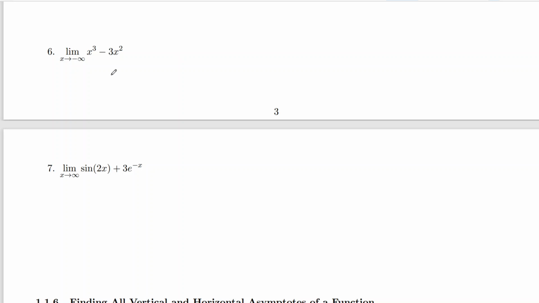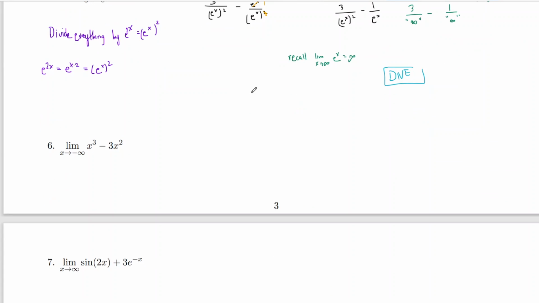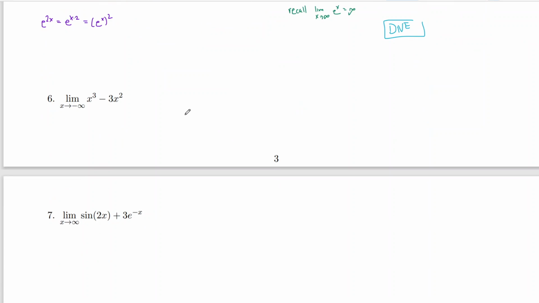And what you can think about when we're doing this is not going to be similar to number 4 up here because of the radical issue. But we are going to have an issue if we try to evaluate it. In general, when you do a limit for a polynomial, it's always going to give you infinity or negative infinity.